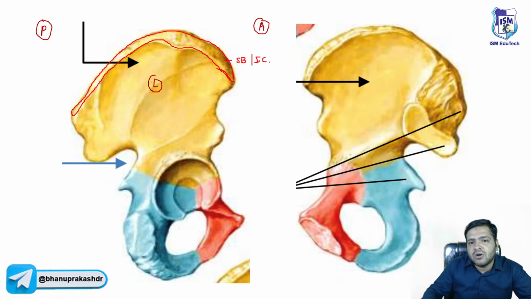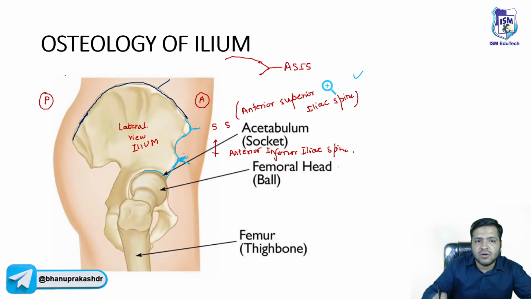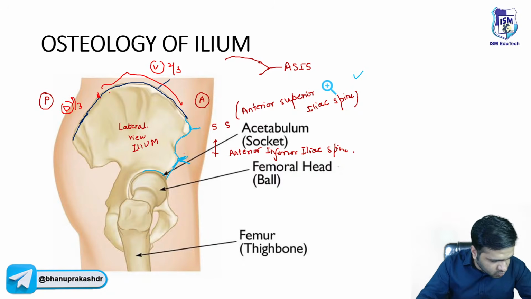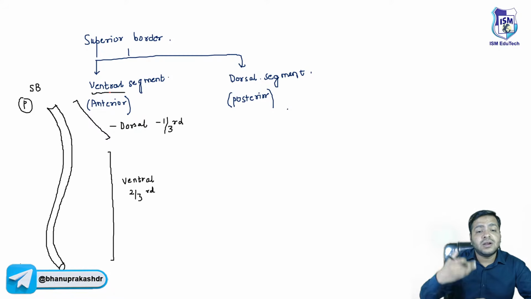Now this superior border or the iliac crest, ये anterior part है. So we have ventral 2/3 and dorsal 1/3. तो कहने का मतलब है ये जो border है, इस border में ventrally 2/3 and dorsal कितना हो जाएगा? 1/3. It is divided into anterior 2/3 and ventral, I mean posterior or dorsal 1/3. Now why is it divided ventral 2/3 and dorsal 1/3? Why not ventral 1/3 and dorsal 2/3?